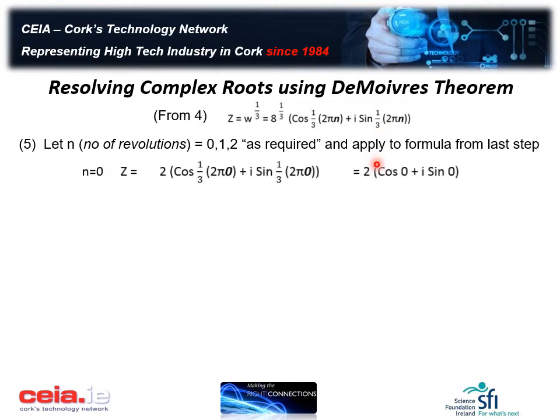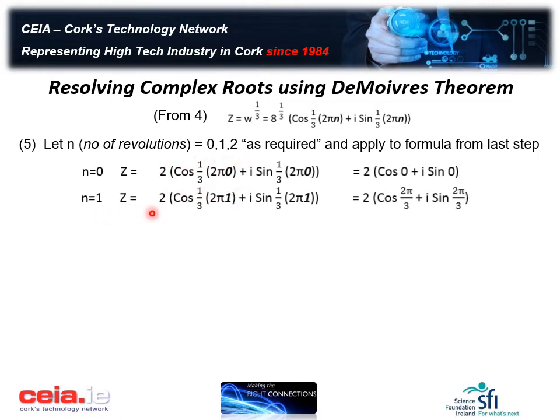So let's start. The first one, n equals 0. Feeding n equals 0 into this formula, well, 8 to the power of a third is always 2. 2 times cosine of a third of 2 pi 0, plus i sine of a third of 2 pi 0. And that gives us, when you multiply it out, 2 times cosine 0 plus i sine 0. So that's when n equals 0. And we have to do 2 more, substituting in n equals 1 and n equals 2.